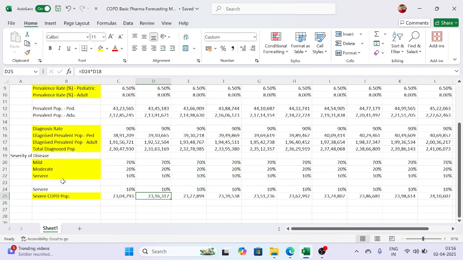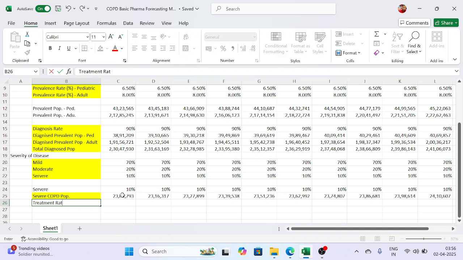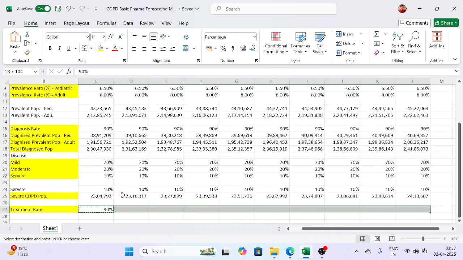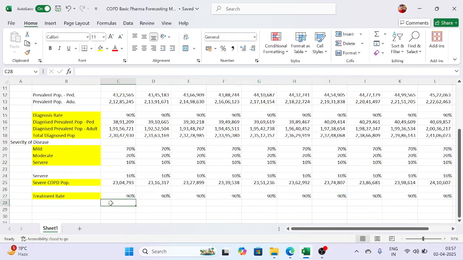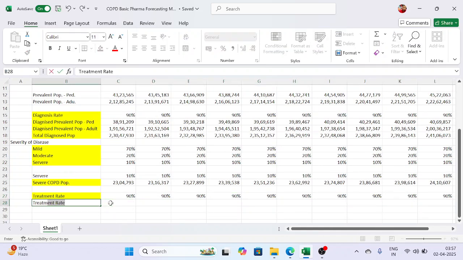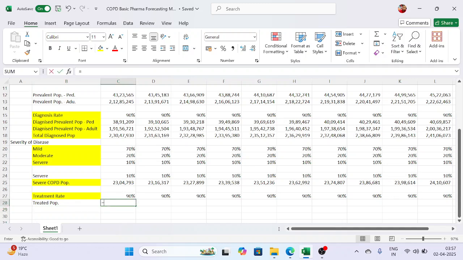After this severity of the disease, if you remember our previous discussion, we have the treatment rate. Let's say the treatment rate is around, again, 90%. I'm assuming again you have to do secondary research or a systematic literature review for this. After the treatment rate, we simply multiply our severe COPD cases with the treatment rate, so we have the total treated population. Again, this is an estimated number.